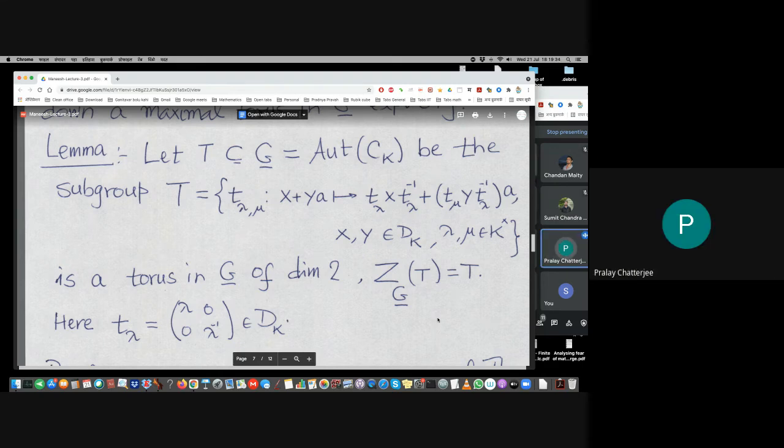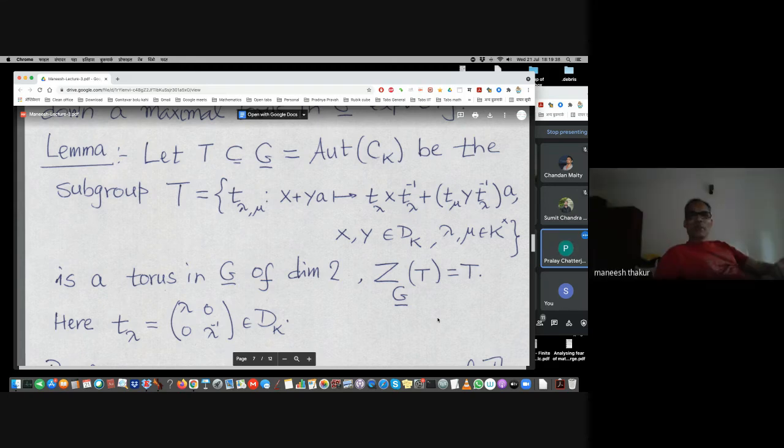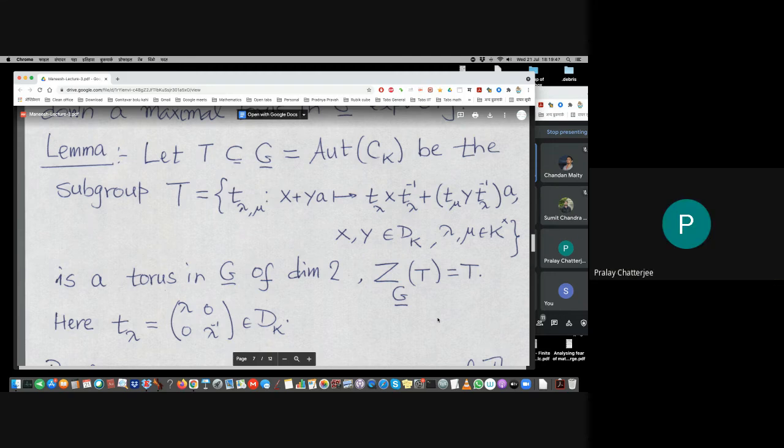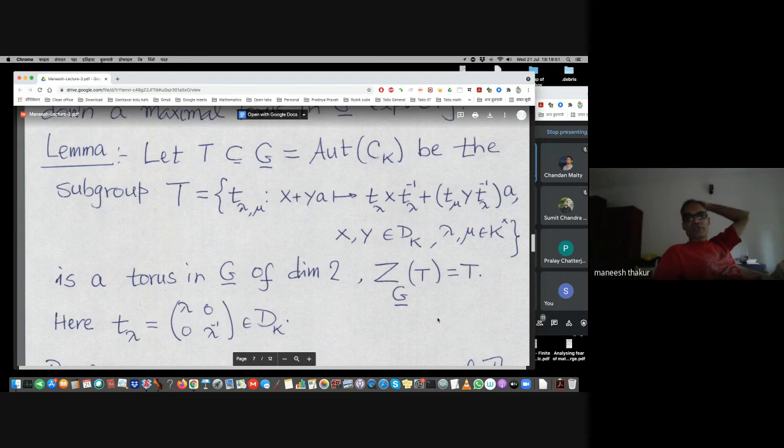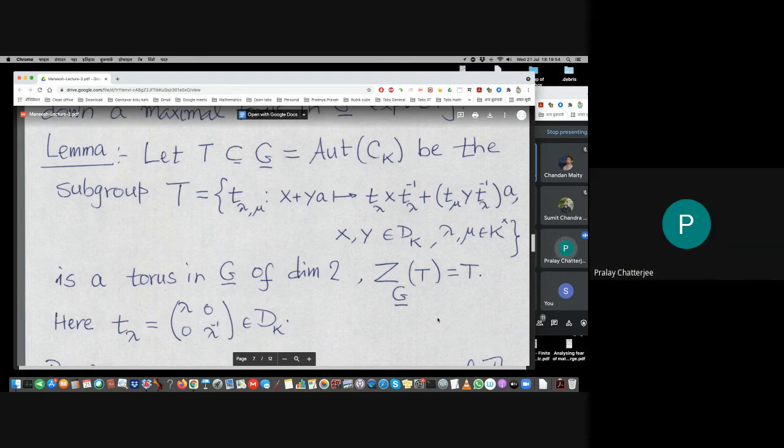No, I have a question because D_K, why is it M2K? Yeah, D_K, because see, D is a quaternion algebra and D_K is D tensor K. So it is isomorphic to 2 by 2 matrices. So D tensor K is M2K, that I agree. Yes, so that's all. But you are fixing an isomorphism. There is an isomorphism. Yes.